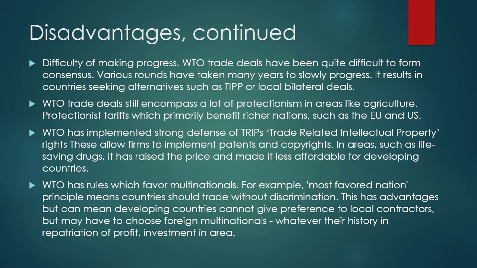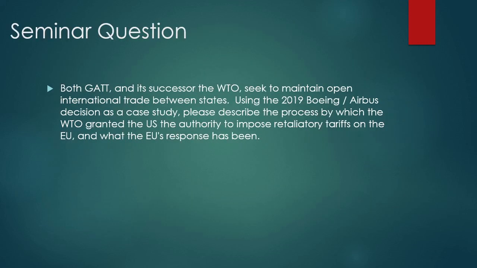So again, going back to our seminar question, both GATT and its successor, the WTO, seek to maintain open international trade between states. Using the 2019 Boeing-Airbus decision as a case study, please describe the process by which the WTO granted the U.S. authority to impose retaliatory tariffs on the EU and what the EU's response has been. So this is going to take a little research and a little reading online for you.